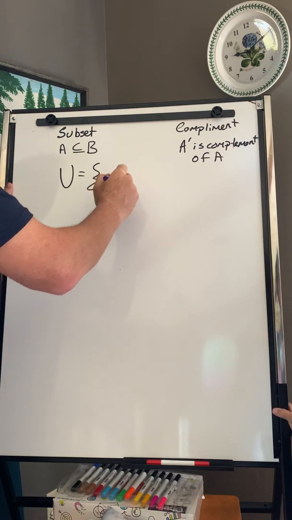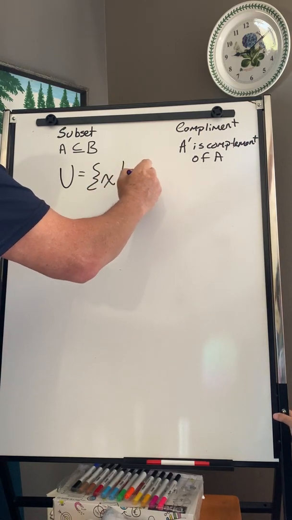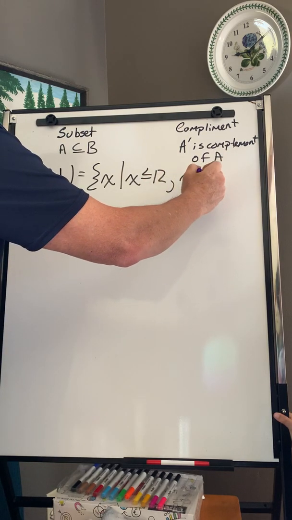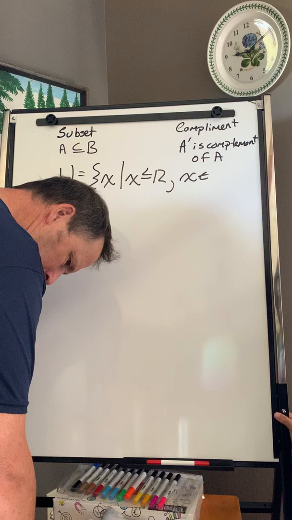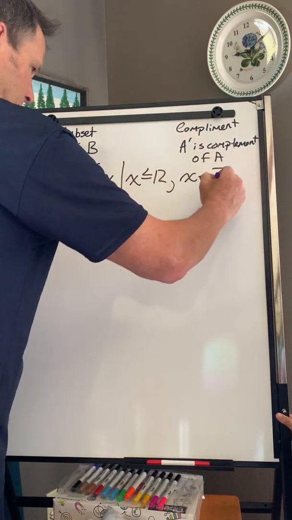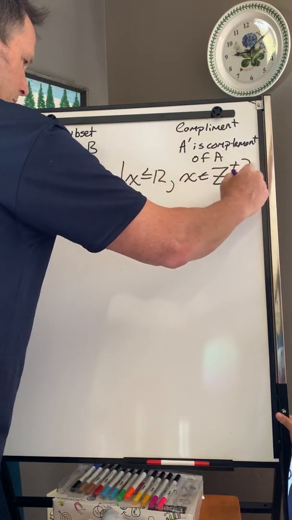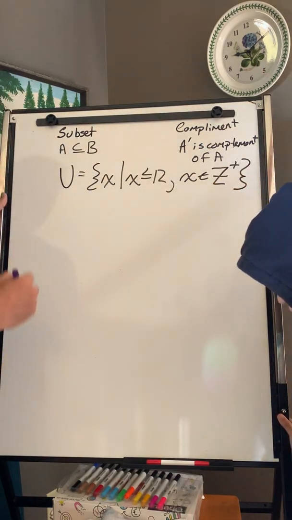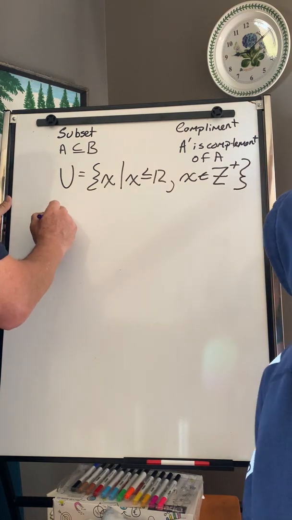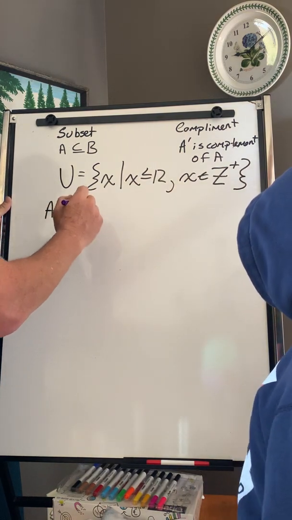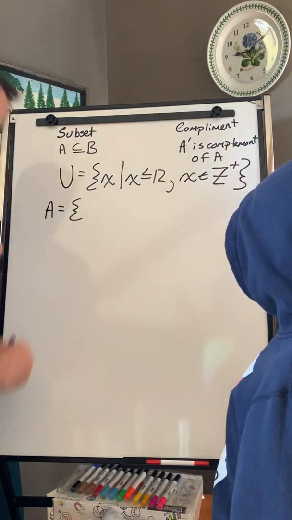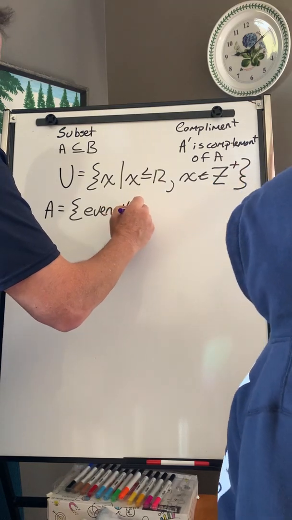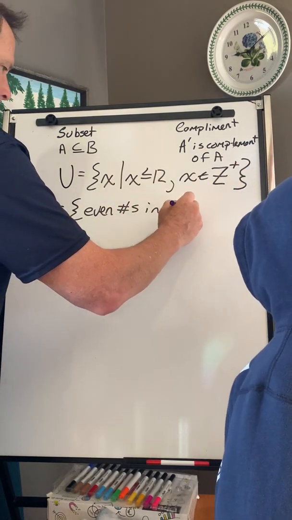So, to give you a quick idea, let's talk about the universal set for X, where X is less than or equal to 12, and X is an element of the positive integers. Now, first thing, question A: A is even numbers in the universal set.